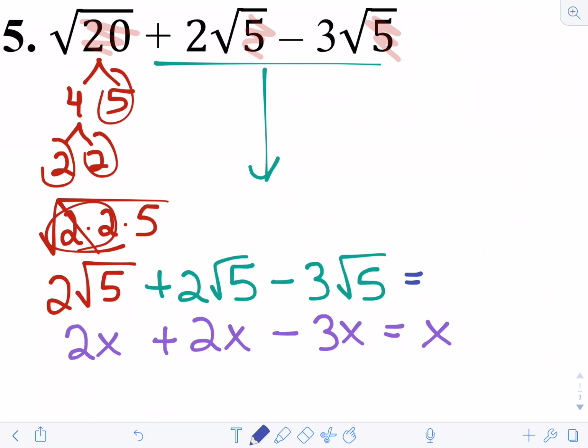2 of these things called square roots of 5, plus 2 more of these things called square roots of 5 would give me 4 of them. Take 3 away, I have 1 left over. So I have 1 square root of 5 left over.